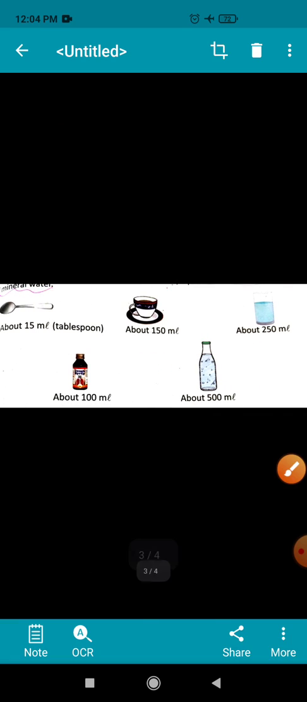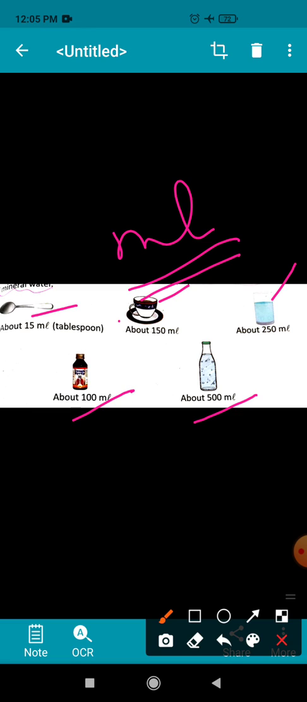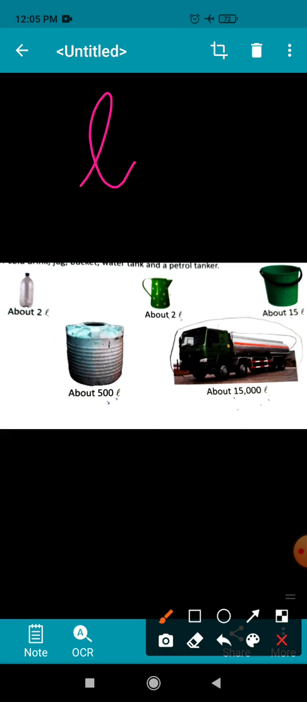And children, milliliter is a small unit of capacity. Here you can see these containers: spoon, cup, glass, medicine bottle and water bottle. Children, these capacities are measured in milliliter because they contain a small quantity of water, right? And children, liter is a big unit of capacity.